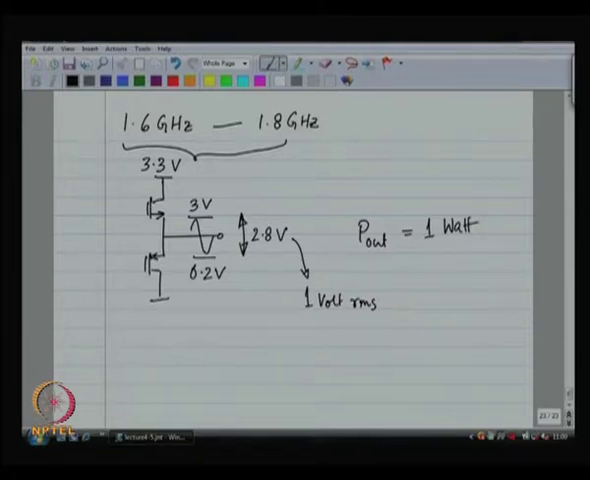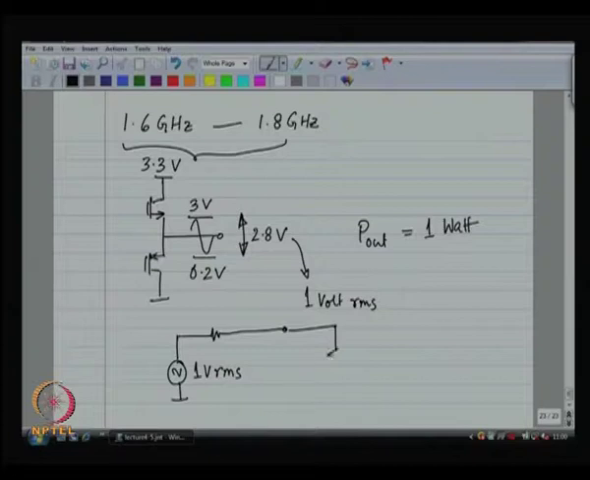What needs to be my source resistance? What needs to be my load resistance? And here of course, you need to assume that you are doing maximum power transfer, because that is the best case, right.